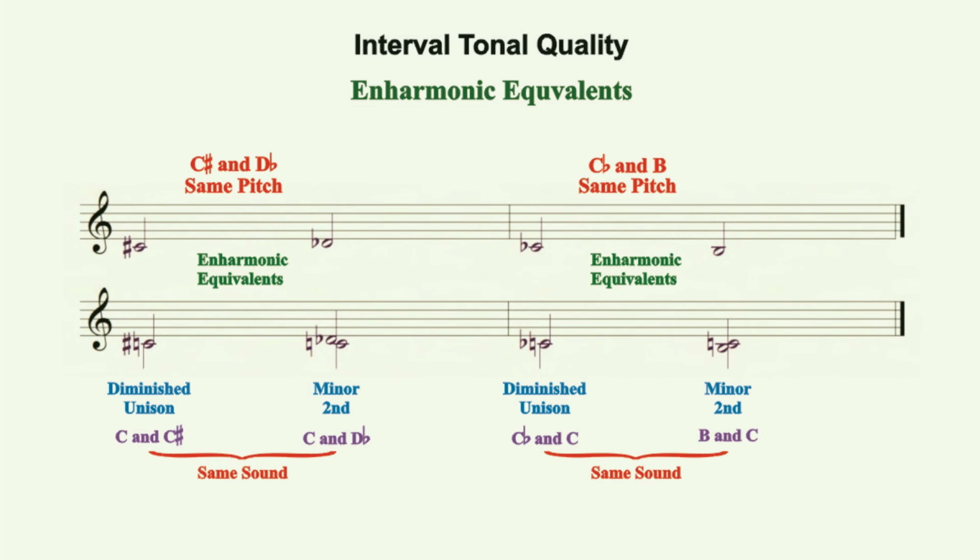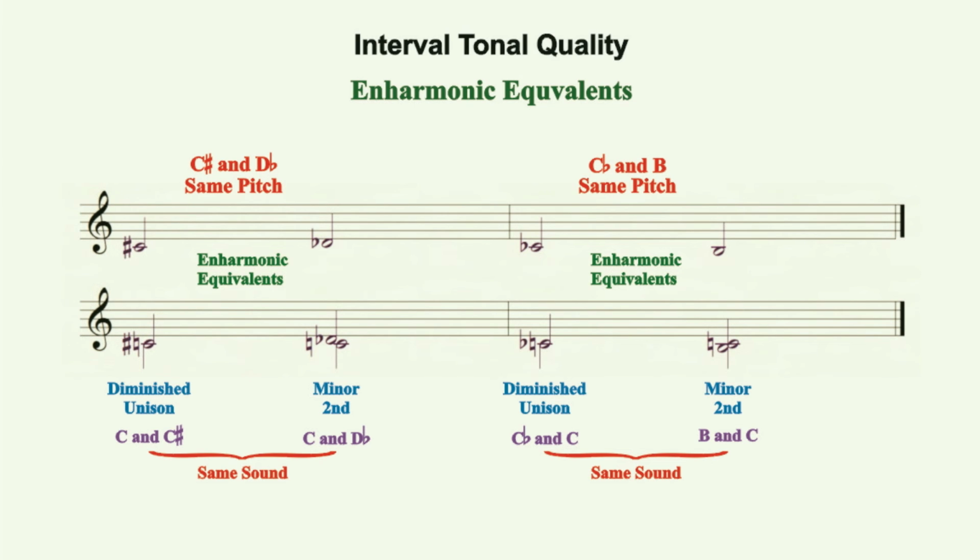Enharmonic equivalents are notes that are written differently but sound the same. For example, a C sharp and a D flat, or a C flat and a B natural, as in the upper illustration. Intervals can be enharmonic equivalents as well, such as a diminished unison, a C and a C sharp, or a C flat and a C, and a minor second, a C and a D flat, or a B and a C, as in the lower illustration.